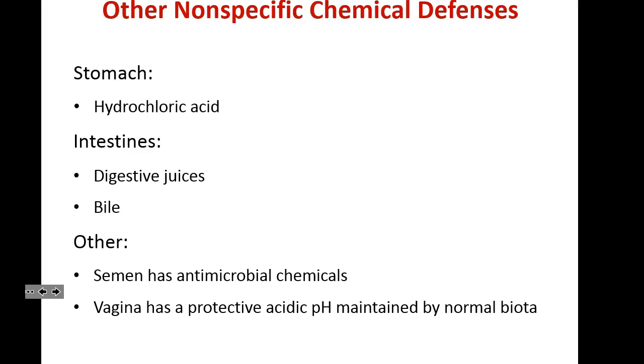Some other non-specific chemical defenses. In your stomach, you have hydrochloric acid. In the intestines, we have digestive juices and bile. We have semen and antimicrobial chemicals. And the vagina has a protective acidic pH that's maintained by normal biota.